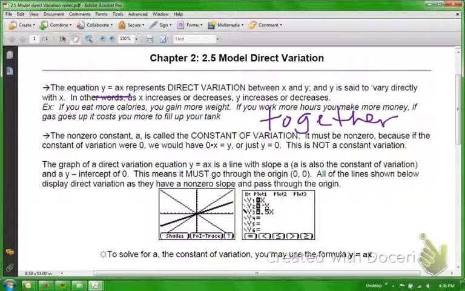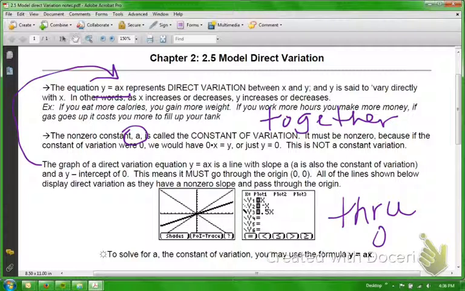What we do have is a non-zero constant, and we use a for that, and that is called the constant of variation. In most equations, if you look right back up here, y equals ax, a is the slope. It acts just like the slope. However, there is one big difference. There is no y-intercept. So for it to be direct variation, it must go through the origin. So that's your big visual clue right there.